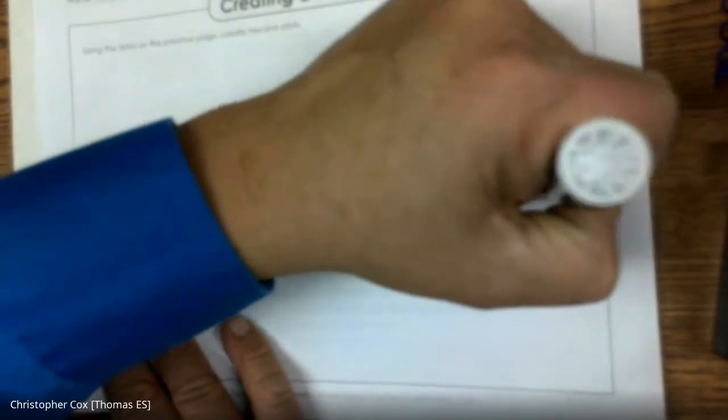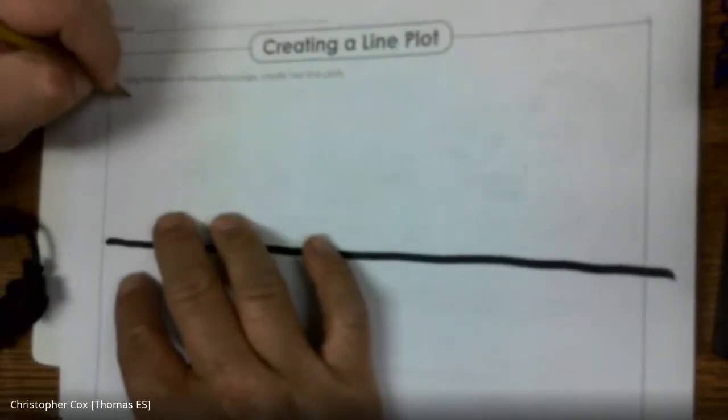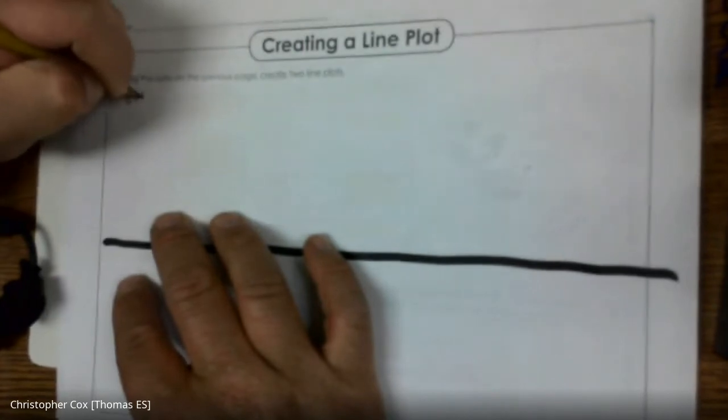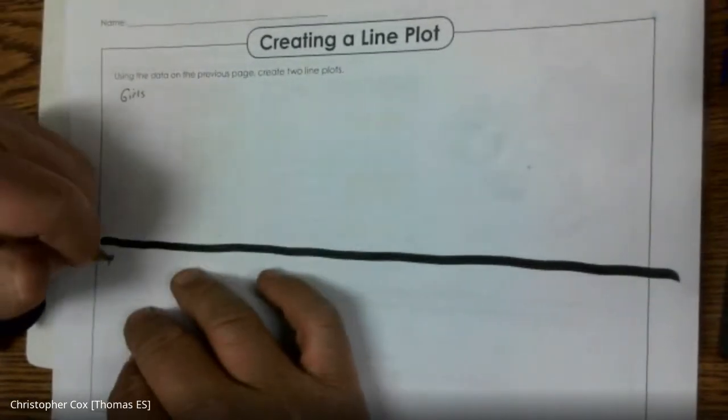Well, here you have a sheet right here. It's a line plot. See this line right here? It's just dividing. This was right in the middle of it. One's going to go on one side of the line, the other goes on the other side of the line. We'll do girls up top. We'll do the boys on the bottom.